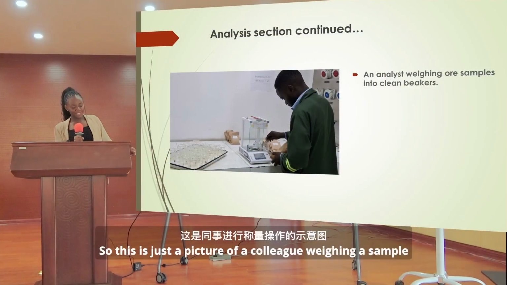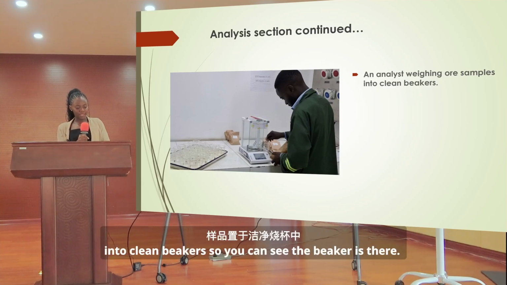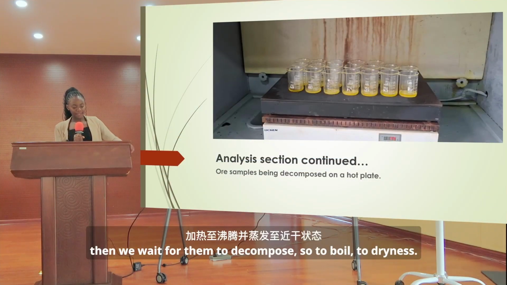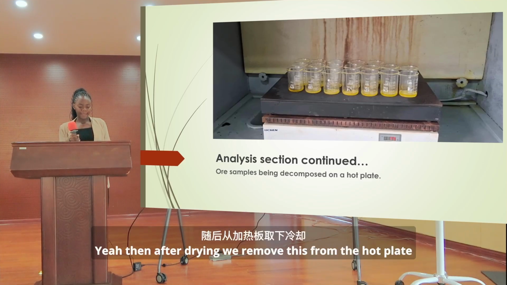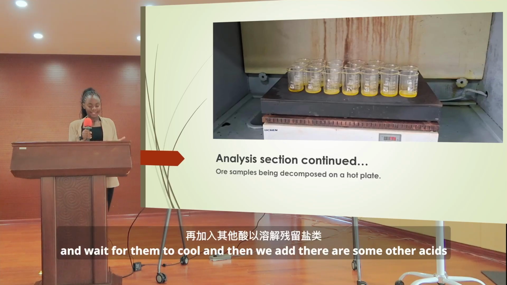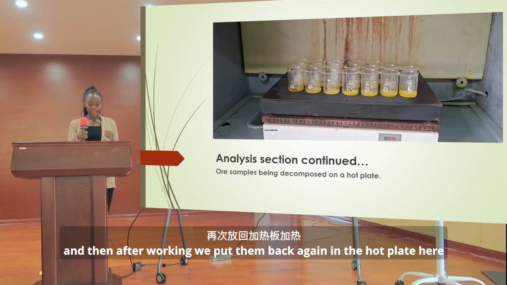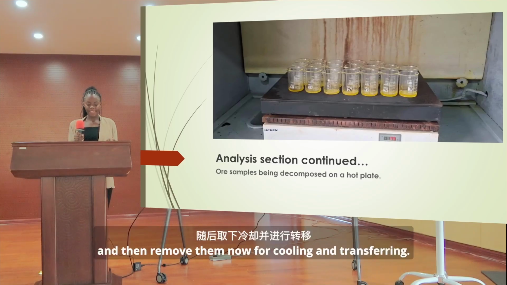This is just a picture of a colleague weighing the sample into clean beakers. I'm sure you can see the beakers there. After weighing, we add acids and then we wait for them to decompose or boil to dryness. Then after drying, we remove these from the hot plate and wait for them to cool, and then we add some other acids to dissolve the salts. After dissolving the salts, we wash, and then we put them back on the hot plate to reboil, and then remove them for cooling and transferring.